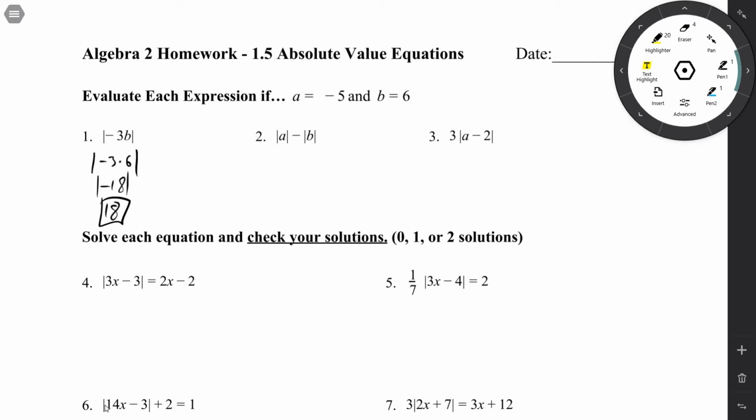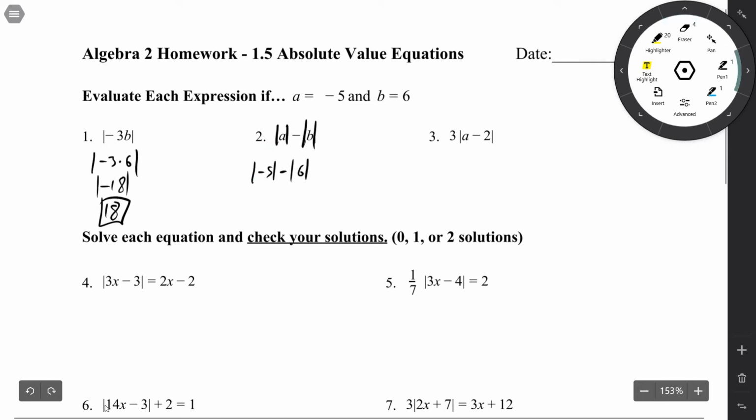Number 2: the absolute value of a minus the absolute value of b. These are all independent, so treat each of these as its own absolute value. So the absolute value of -5 minus the absolute value of 6. Once I have single values, I like to change all of them into standard values. The distance that -5 is from 0 is just 5, minus 6, and 5 minus 6 is -1. That's what we're looking for there.